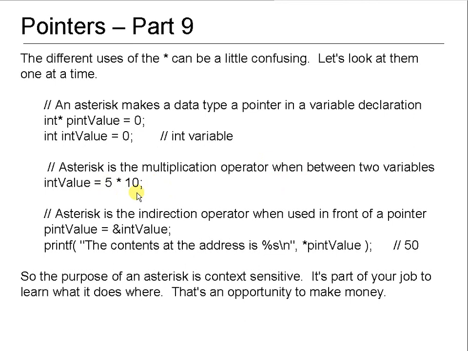And an asterisk is the indirection operator when used in front of a pointer. So here I have some variable int value, and I get the address of that, store it in my pointer, and then I want to print out the contents at that address. I say the contents at, notice the asterisk is in front of the pointer. That dereferences it, and it should print 50. Where did I get 50? Well, 5 times 10 was stored in there. So the purpose of an asterisk is context sensitive. It's part of your job to learn what it does where. Now, that's not an obstacle, that's an opportunity to make lots of money.